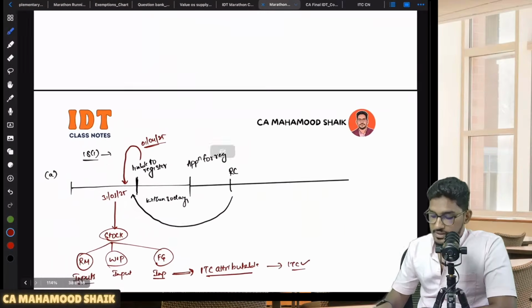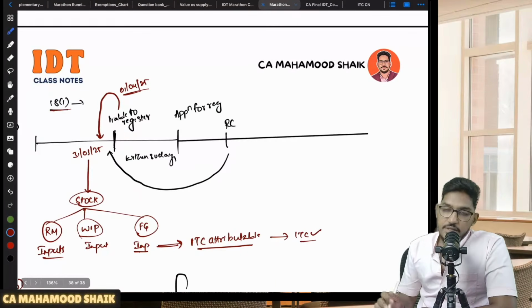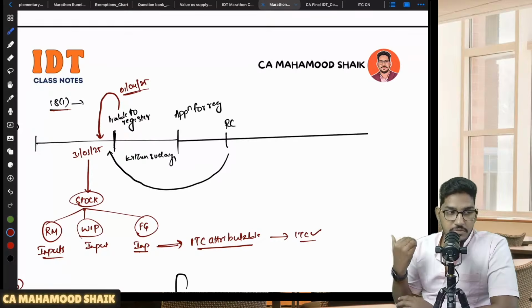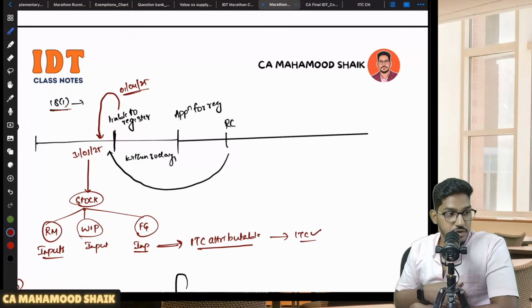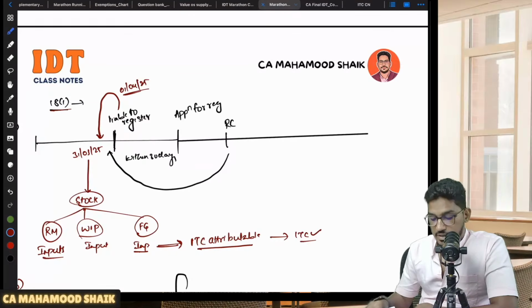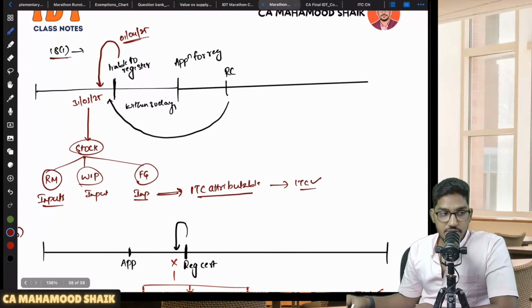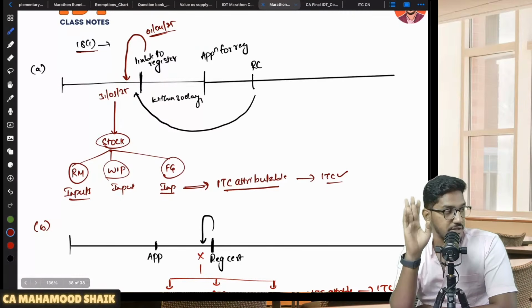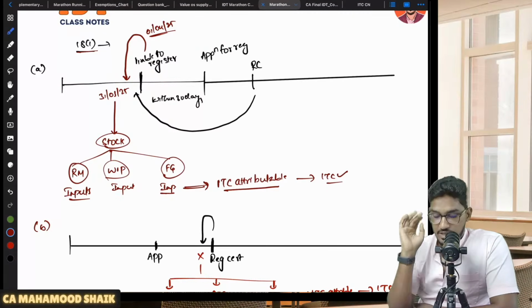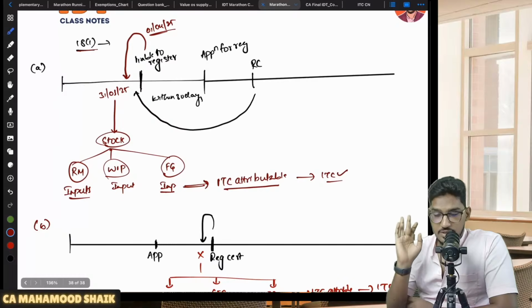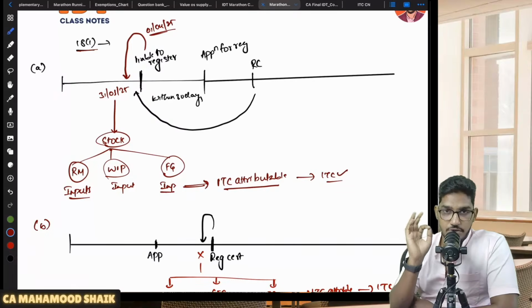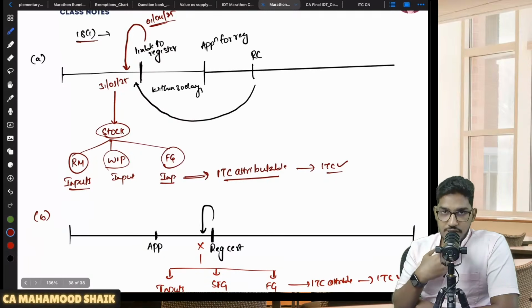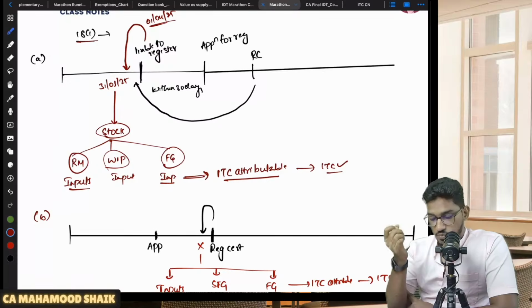Right. So what is 18? Section number 18. Subsection 1 says that there are some special circumstances where you can avail input tax credit. There are some special circumstances where you become eligible to take the ITC. Sir, what are those special circumstances? There are 4 such special circumstances on which you can take the input tax credit, and those 4 circumstances are given under 18 subsection 1.